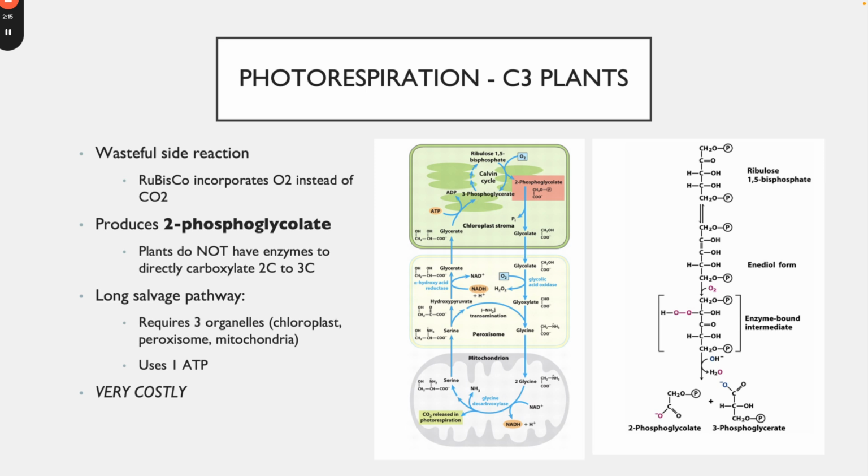So instead of using, I think it was like 9, we're using 10. But obviously I can check after that. But in terms of this, it uses 1 extra ATP. And it's just a long salvage pathway. And this is for C3 plants. So in the next slide, I will talk about the C4 plants.